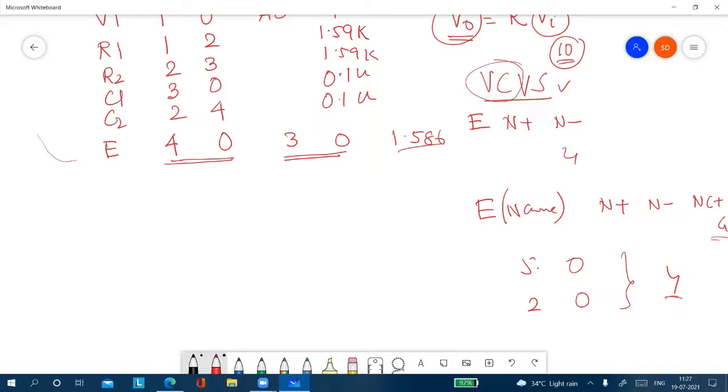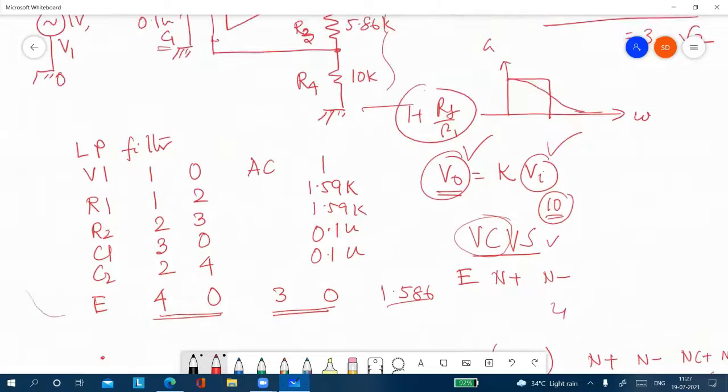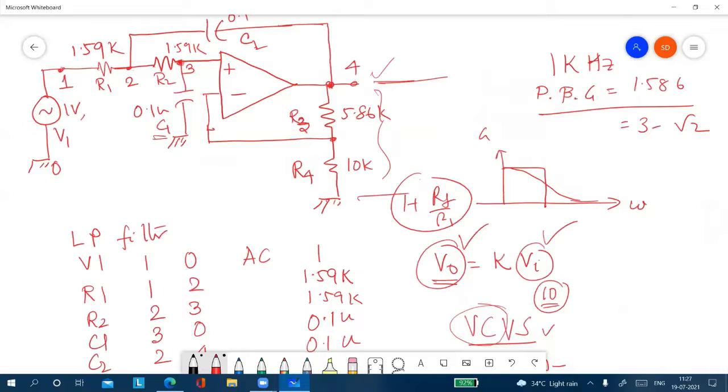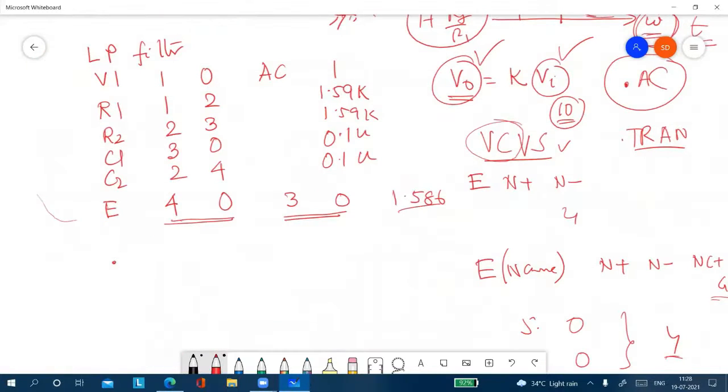Now you analyze. What do you have to analyze? You have to analyze the frequency response. This is a frequency response, not a transient response. In the previous problem, RLC transient, the x-axis was time, but here it will be frequency, omega. So in the analysis statement, you have to use the .AC statement. We use .TRAN when the x-axis is time, but here the x-axis is frequency, so use the command .AC.